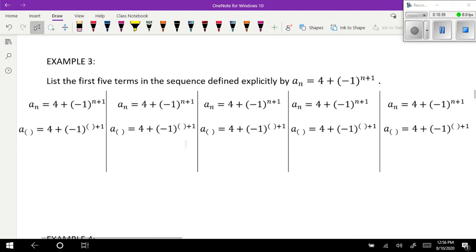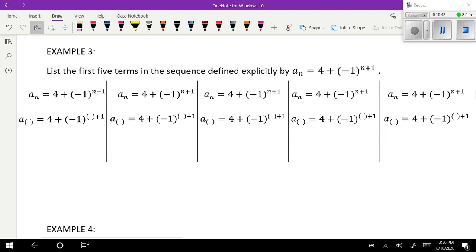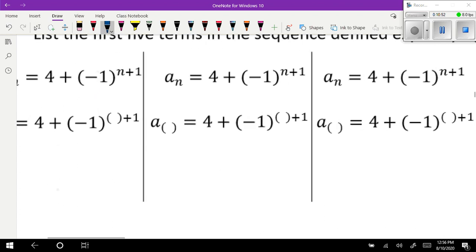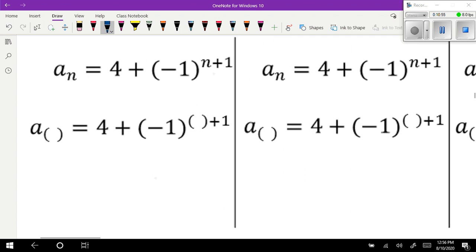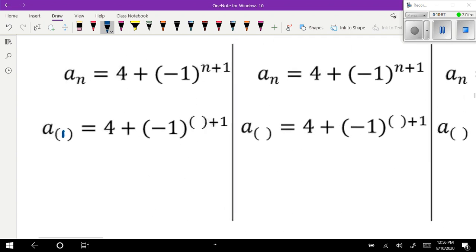List the first 5 terms in the sequence defined explicitly by a sub n equals 4 plus negative 1 to the n plus 1. So first thing I'm going to do is find a sub 1, which means all I have to do is put a 1 in. And I'm going to blow this up a little bit so I can be nice and big. I'm going to put a 1 in here, which is going to put a 1 here. And then I'm going to evaluate a sub 1 is equal to 4 plus, now negative 1 to the 1 plus 1. Notice the whole exponent here is 1 plus 1. So this is my entire exponent, n plus 1.